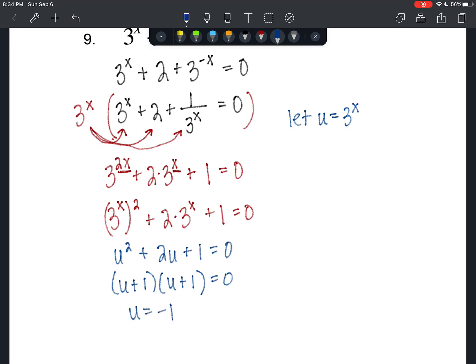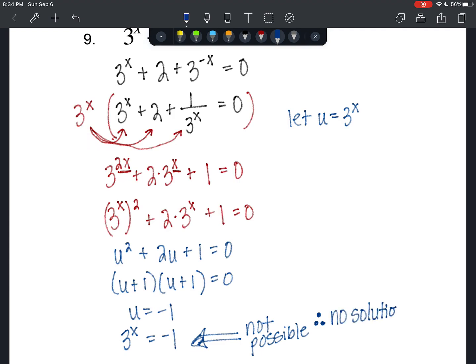U equals negative 1, which means 3 to the x equals negative 1. And 3 to the x will never equal negative 1. That's just not possible. Therefore, that's what the 3 dots means. Therefore, there's no solution. No solution.